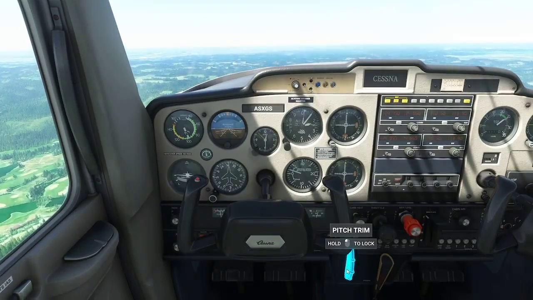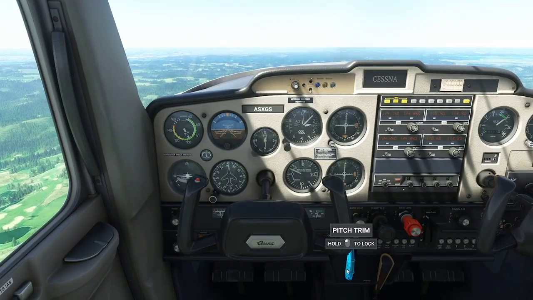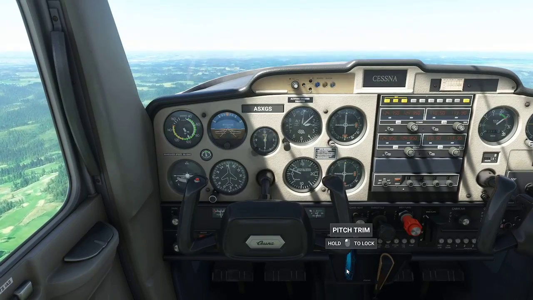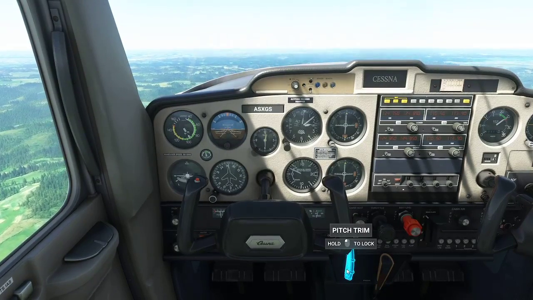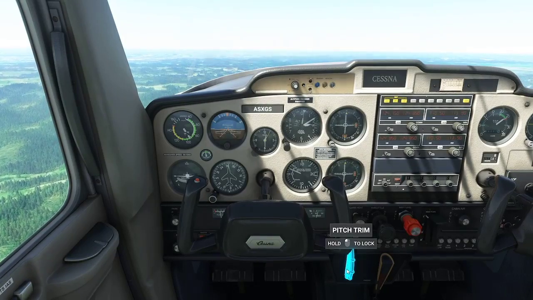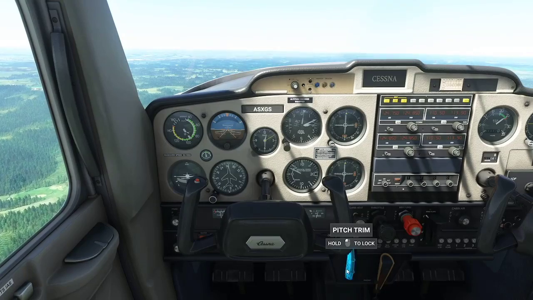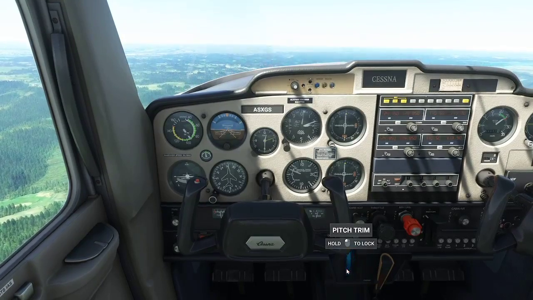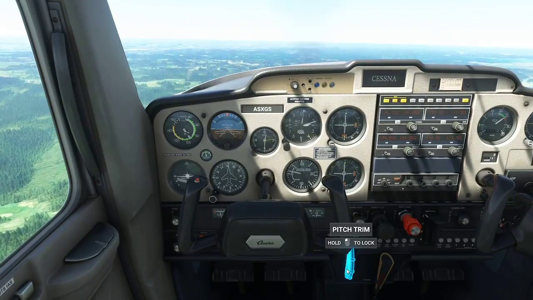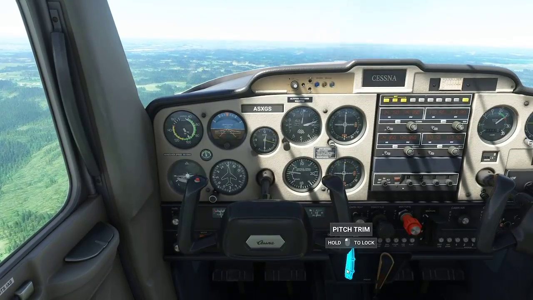For me, the problem is I have the trim piece of my Thrustmaster, the joystick, on the throttle, and that creates a problem because now I keep changing the power I'm adding to the plane. So let me do this again.